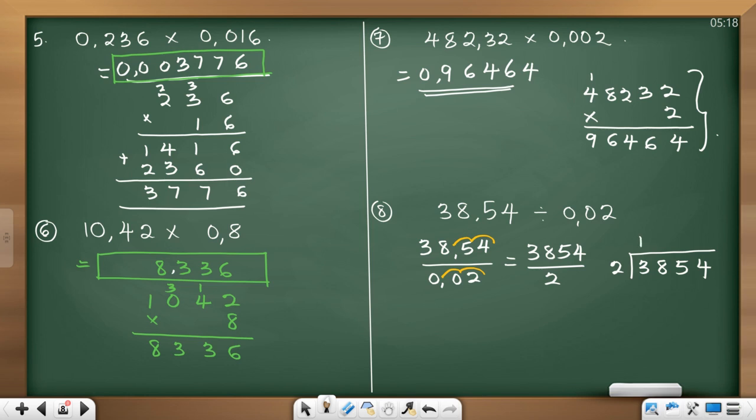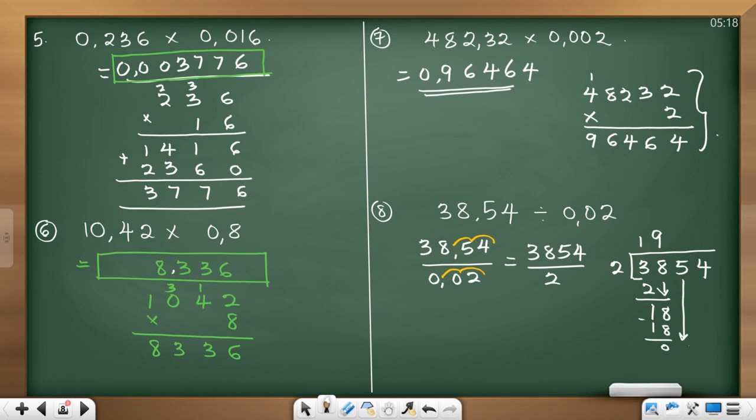Now, how many times will 2 go in 3? 1. What do we do? We multiply 1 times 2. And then what do we do? We subtract. 3 minus 2 would give us 1. What do we do with the 8? We drop the 8. How many times will 2 go in 18? 9. Beautiful. We're done with that. That gives us a 0.